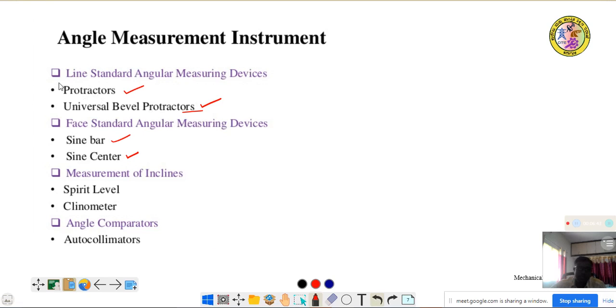The main important thing, take the question: what do you mean by line standard? What do you mean by face standard? What do you mean by line ends?